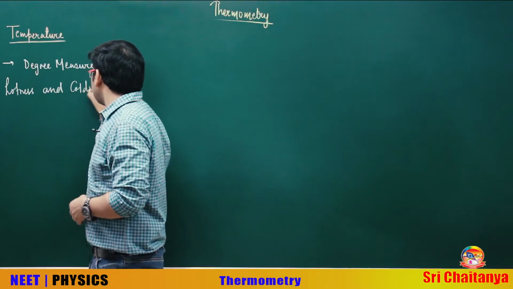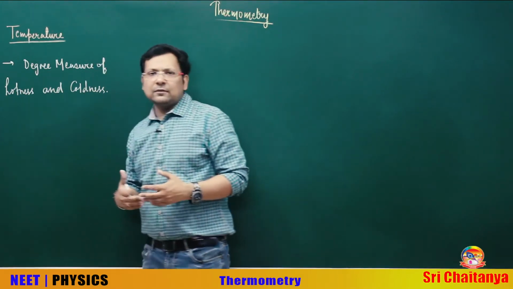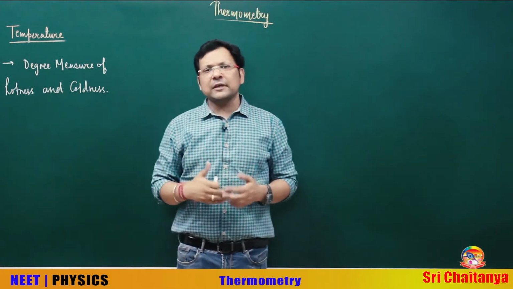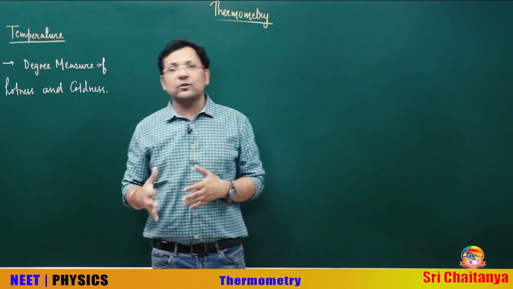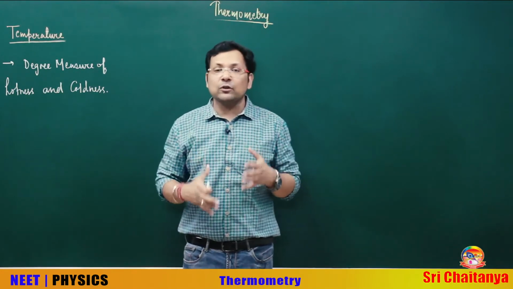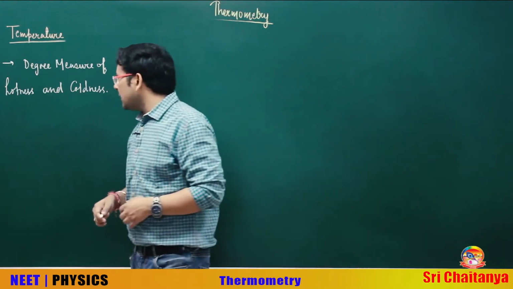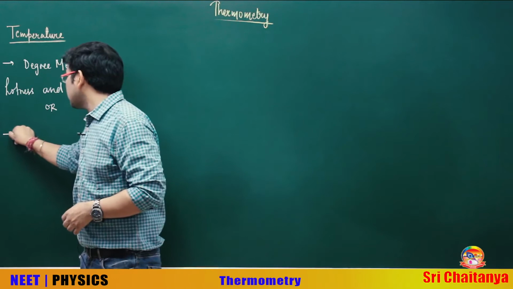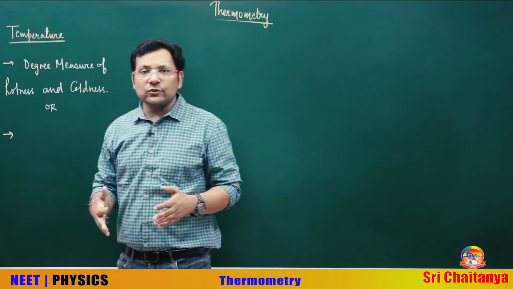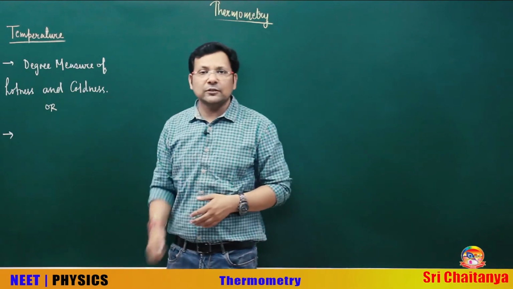Degree measure of hotness or coldness. Degree measure, how hot something is, how cold something is, that was called temperature. But when KTG, the kinetic theory of gases, came, temperature was explored and discussed on the quantum level, the molecular level. According to that, these two definitions are not mutually exclusive, they are equally true. One is based upon the external conditions, the second is based upon the intermolecular theory.